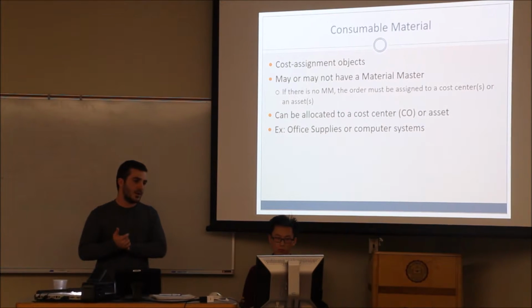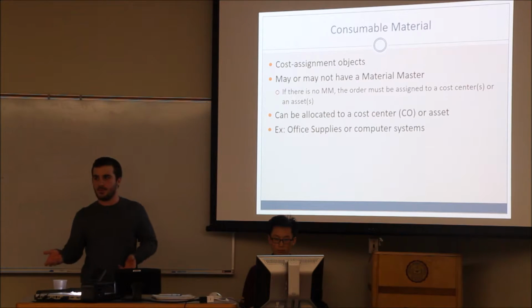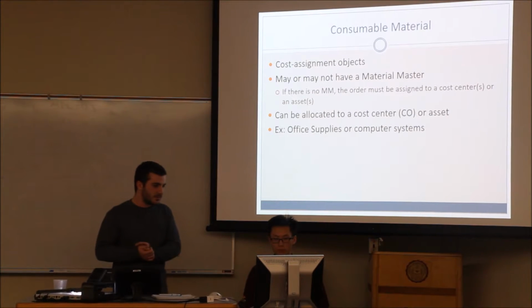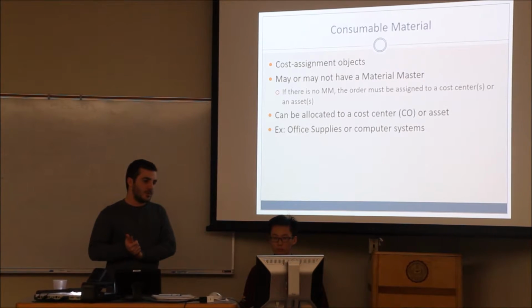Consumable materials are cost-assigned objects. When the material is consumable, let's say kind of like a screw, you're not going to keep track of each individual screw that you get from a supplier, because there could be thousands, tens of thousands, depending on what kind of business you're running. So these are just going to be marked as consumables, where you don't really record each individual cost for the screw that you're going to have in your inventory. It may or may not have a material master. If there's no material master, the order must be assigned to a cost center or an asset.